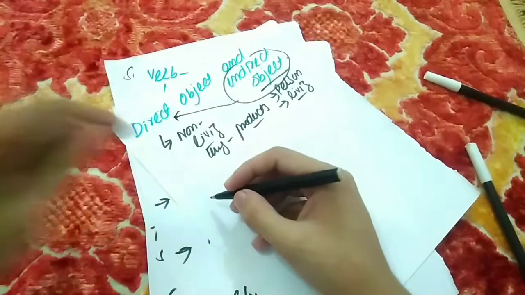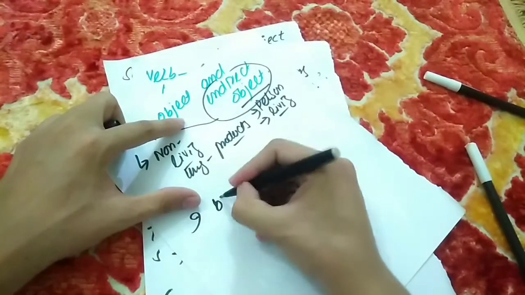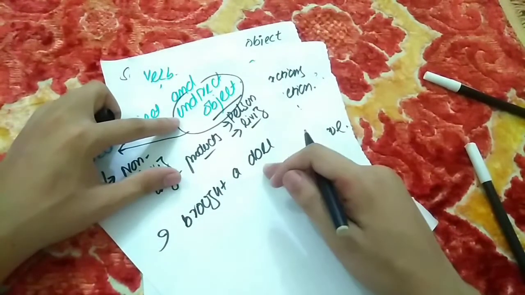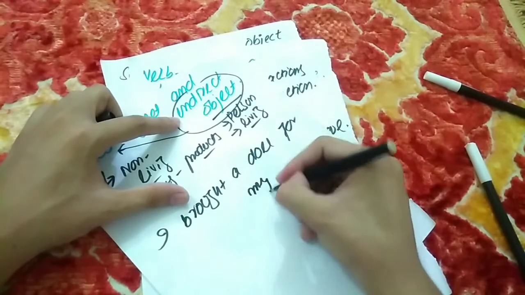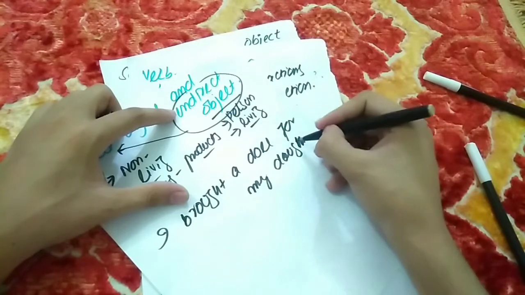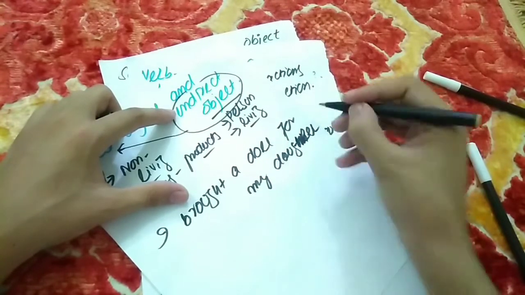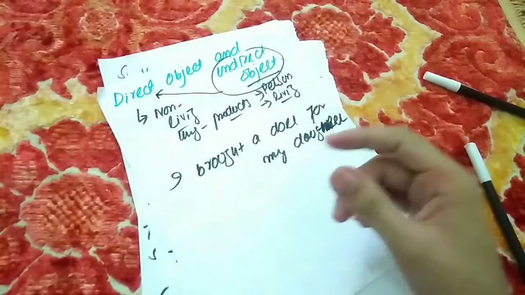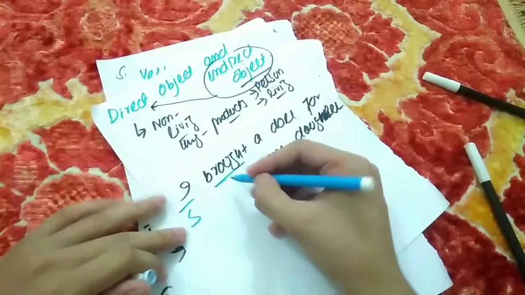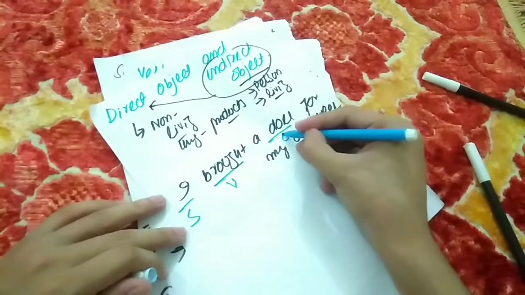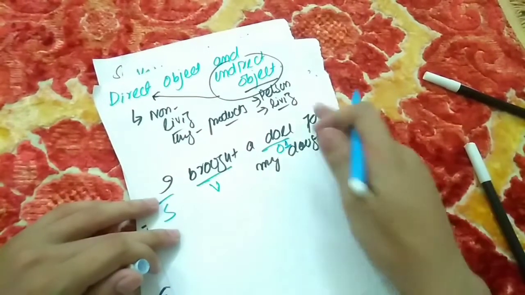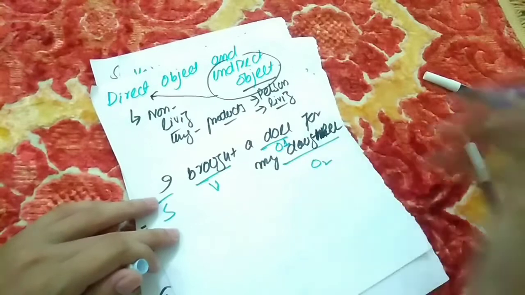I'm writing an example here: I brought a doll for my daughter. Now look at this example. If I say I brought a doll, I is the subject, brought is the verb, and a doll is the object. But in this sentence we have two objects. Object number one, a doll. For my daughter, another object, object number two.